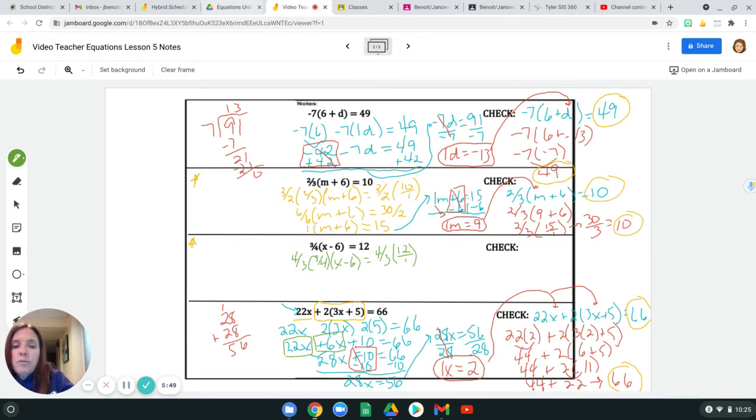4/3 times 3/4. 4 times 3 is 12. 3 times 4 is 12. Numerator times numerator, denominator times denominator. And then we have x minus 6. On the right side, 4 times 12 is 48. 3 times 1 is 3. All right, now we need to simplify our rational numbers. 12 over 12 is the same as 1. X minus 6 in parentheses. And 48/3.